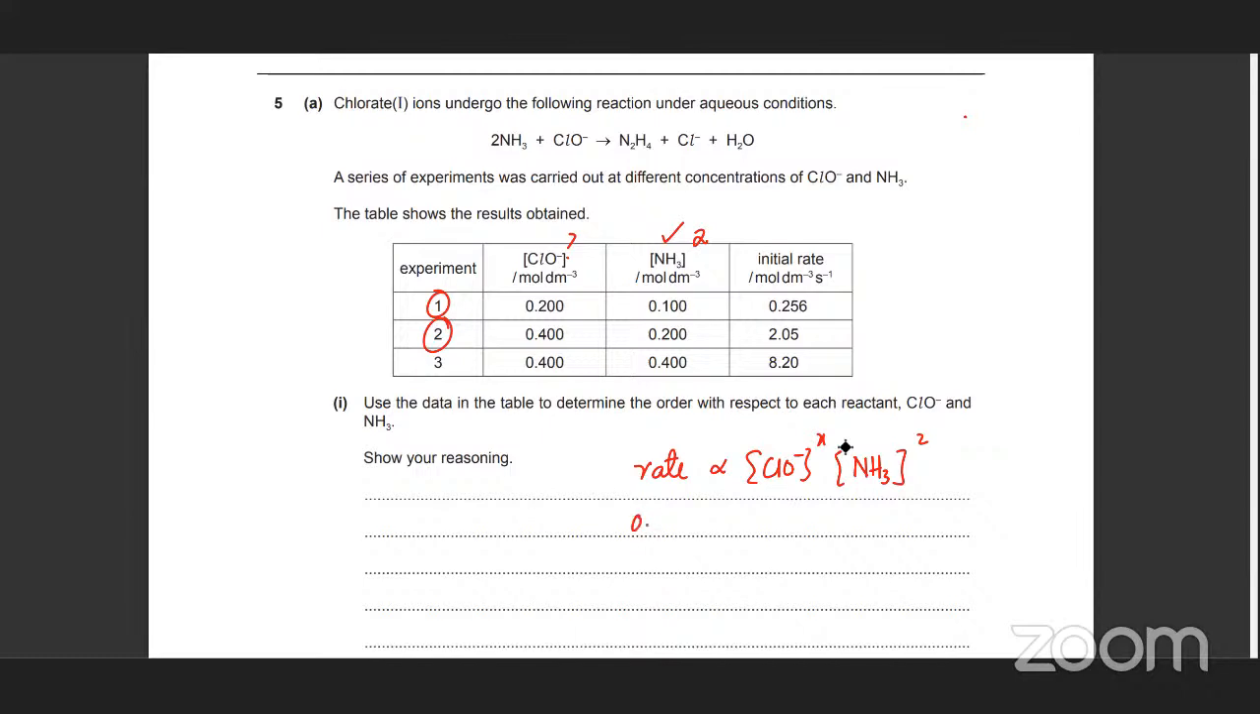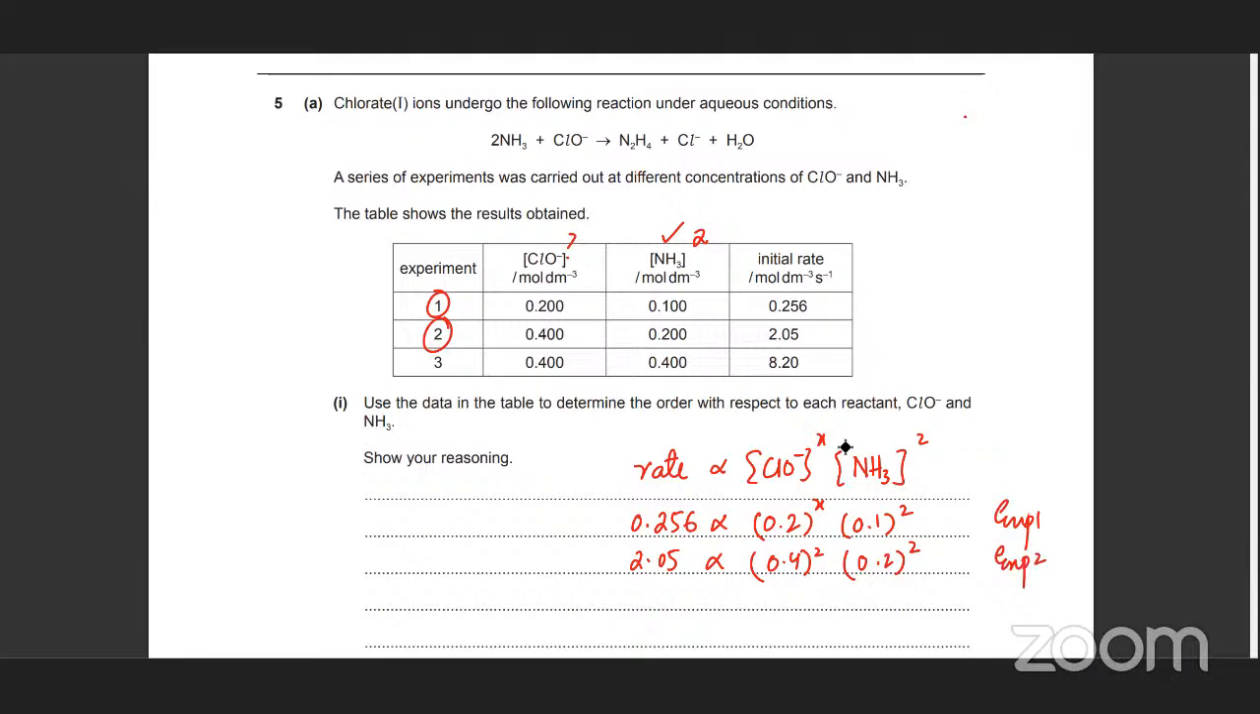Start with the first one. The rate is 0.256 and ClO minus 1 is 0.2 power X. ठीक है, and NH3 is 0.1. Even this is X. ठीक है, so I've substituted experiment 1 values into this. अब experiment 2 की values put कर लो. It's going to be 2.05, right? And it's 0.4 power X. This is going to be 0.2 power 2. So I've substituted experiment number 2 values.